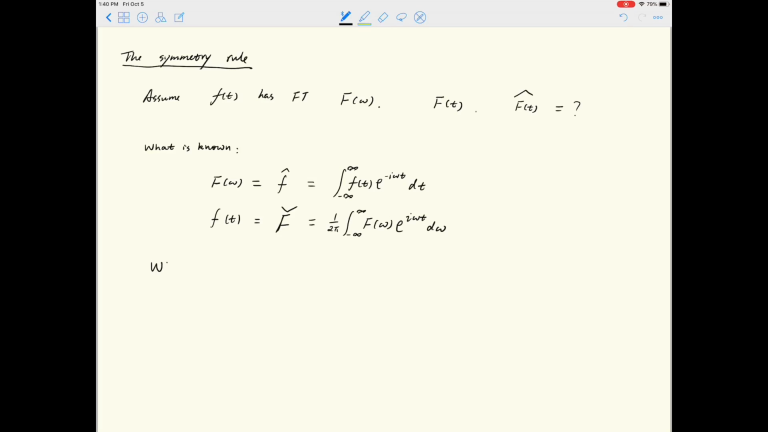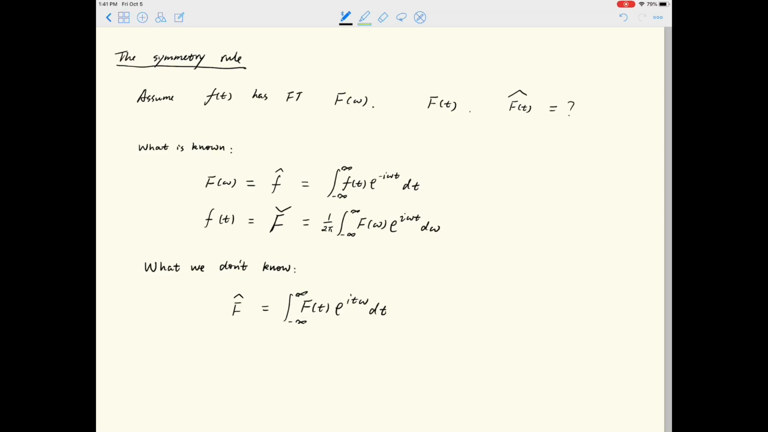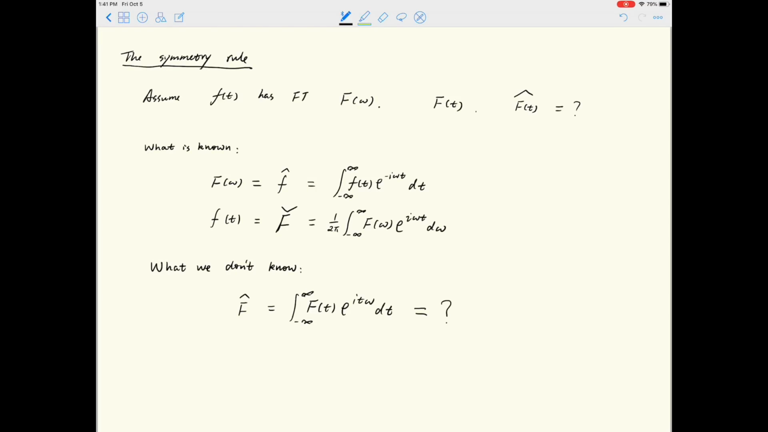What we do not know, or what we want to know, is this. We want to find out the Fourier transform of capital F, which is the integral from minus infinity to positive infinity of capital F(t) e to the minus i t omega dt. We want to evaluate this integral and find what it is.